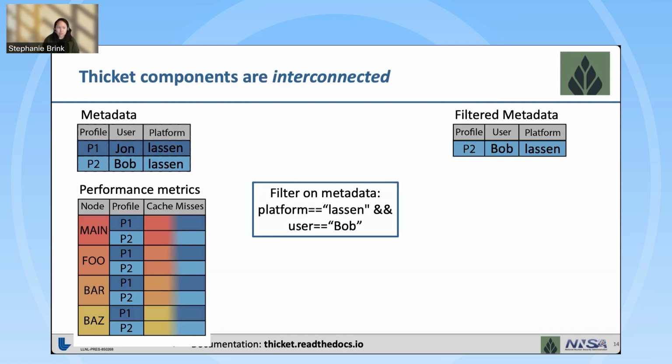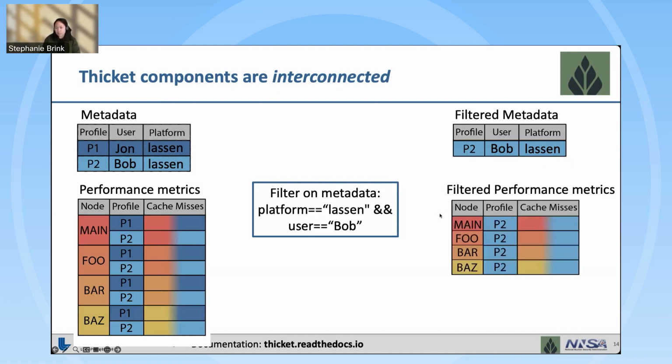So we can filter the metadata table to look for a particular platform. So in this case, we're looking for Lassen, and we only want the profile that was run by Bob. And so by applying that filter, you can see that our metadata here on the right now only contains one profile. And then our filtered performance metrics will also only contain the metrics associated with that profile as well.